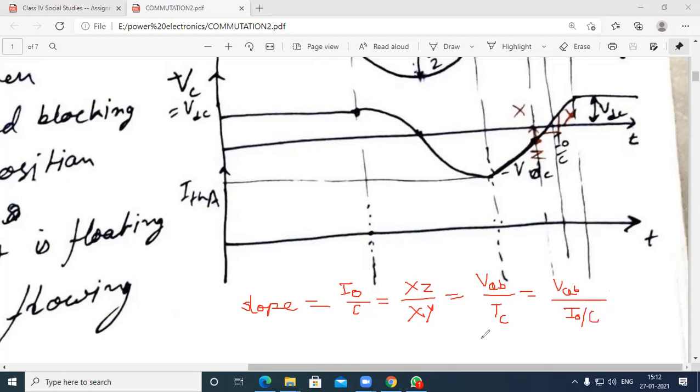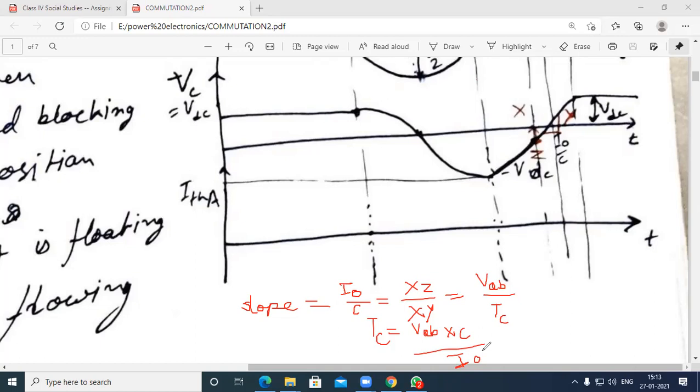Okay, so from that you can get Tc, the circuit turn-off time, which is equal to VAB divided by I naught by C. So the circuit turn-off time Tc will be equal to VAB into C by I naught. This is the circuit turn-off time.